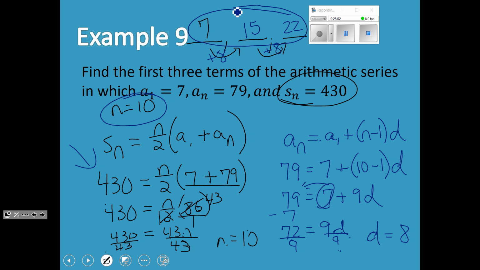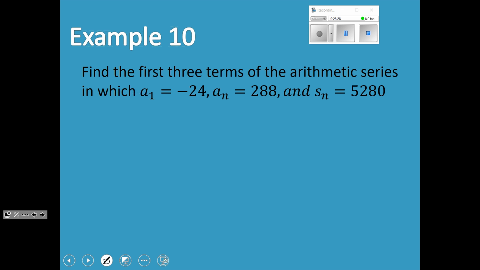Okay, so again, here's the concept. Plug in what you know. Solve for what you don't know. And then just keep plugging in till you get what you need to answer the question. You've got your 2 formulas here. There's not going to be any other formulas for arithmetic. These are the 2 formulas that we use. So just work between both of them to get what you need. All right, so last one.